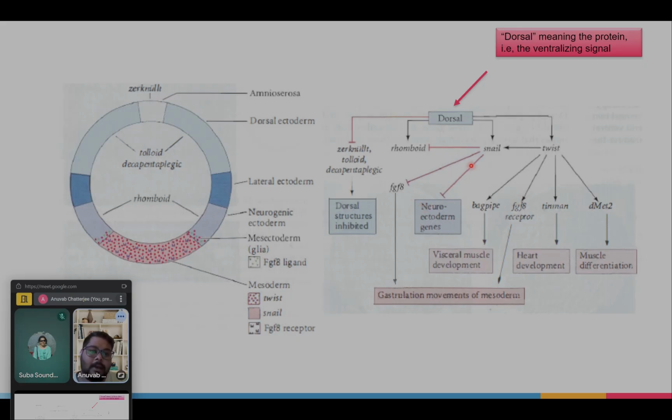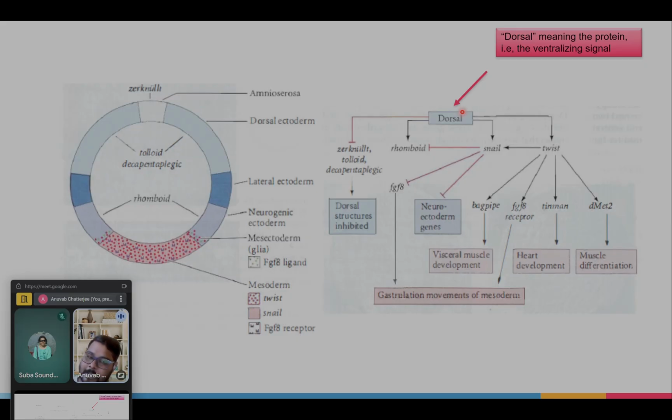So essentially, twist and snail both specify the mesoderm. Rhomboid specifies the neurogenic ectoderm, or the ectoderm that will form neurons. FGF8 helps in gastrulation movement of the mesoderm, as well as differentiates the boundary between the mesoderm and the mesoectoderm, which will form the glia. There are multiple other genes such as Tinman, which helps in heart development, DMET2 muscle differentiation, and Bagpipe visceral muscle development. So too complicated. You just have to know the following things.